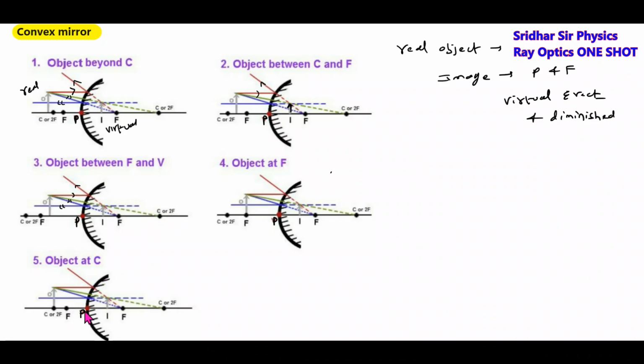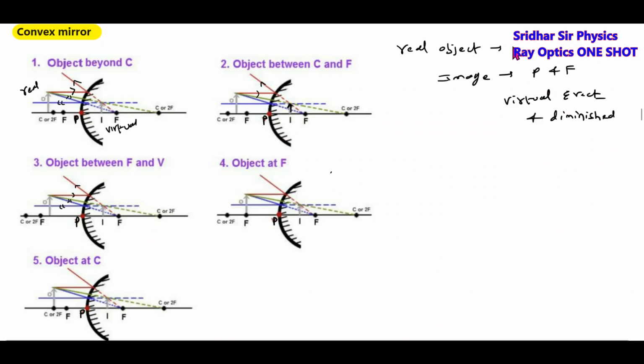If the object is at the center of curvature, the image will be between pole and focus. Now, moving the object from infinity to the point P, the image will be between pole and focus. There's one general conclusion we are making: for a real object, the image will be between pole and focus only, and will be virtual, erect and diminished.